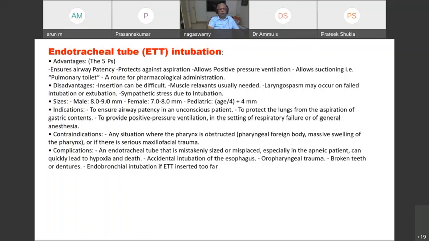displaced or mistaken size, especially in the apneic patient, which can quickly lead to hypoxia and death. Accidental esophageal intubations, you can cause oropharyngeal trauma, you can break the tooth of the patient or dentures, and endobronchial intubation if you insert it too far. So, what is the protective indicator in the endotracheal tube to prevent this endobronchial intubation, the last complication? What do you have in an ET tube? What marking is there and what is the name for that?